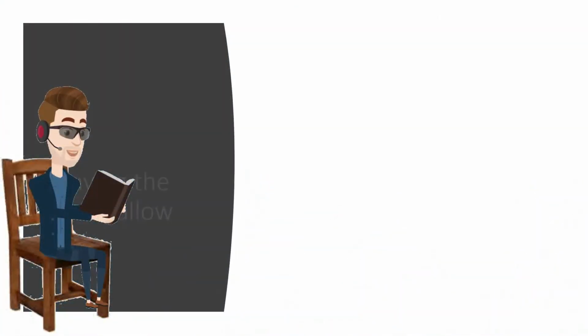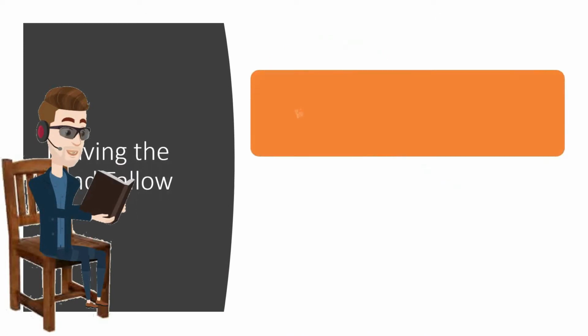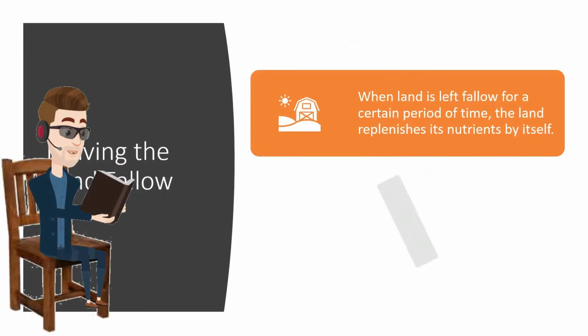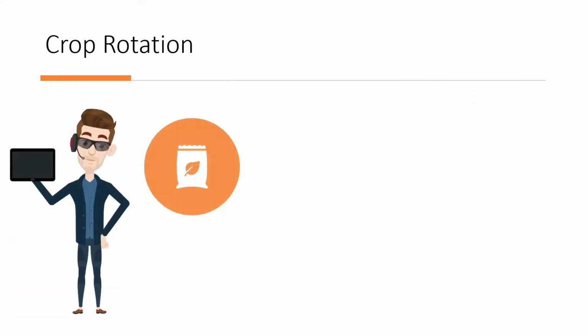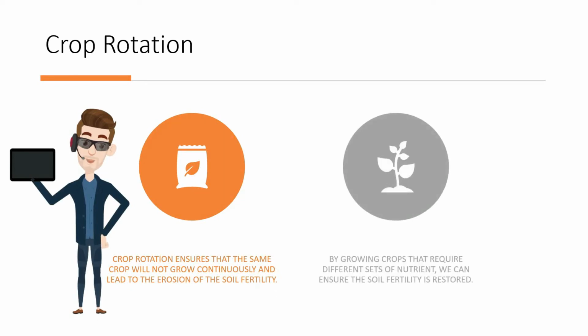Leaving the land fallow. When land is left fallow for a certain period of time, the land replenishes its nutrients by itself. This land can be used for agriculture again. Crop rotation. Crop rotation ensures that the same crop will not grow continuously and lead to the erosion of the soil fertility. By growing crops that require different sets of nutrients, we can ensure the soil fertility is restored.